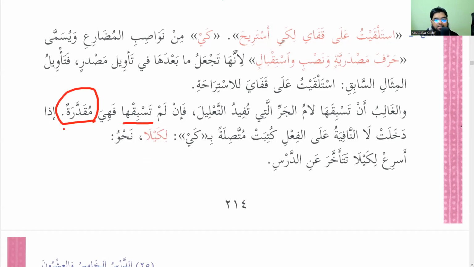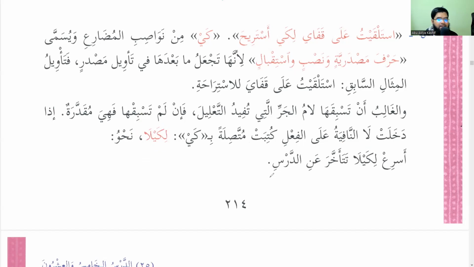إذا دخلت لا النافية على الفعل كتبت متصلة. If you want to say no, so that I don't do something. لا نافية, la of what? Prohibition. No, not prohibition, negation. Right? I don't want to do something. You say likhaila, you write it together, likhaila. So it becomes like one word. Actually, there are three words, right? There are three words here, li, and then kai and la. But we write it as one word, likhaila.